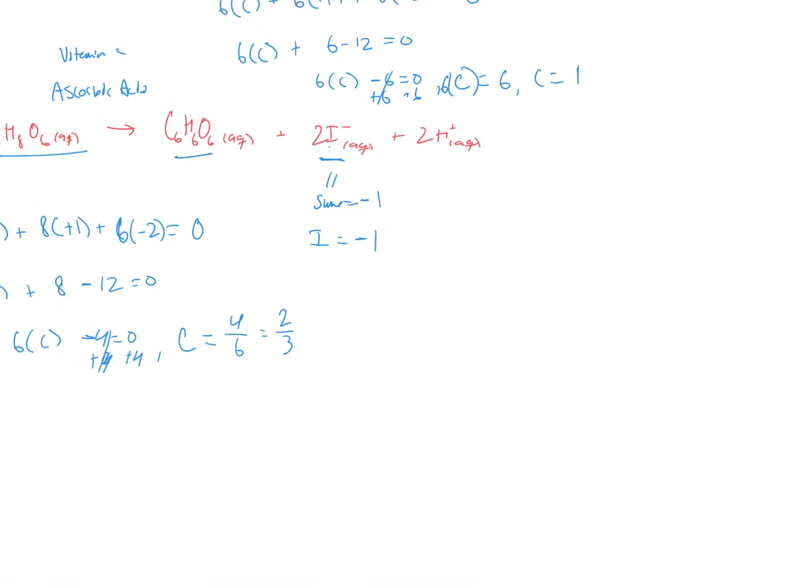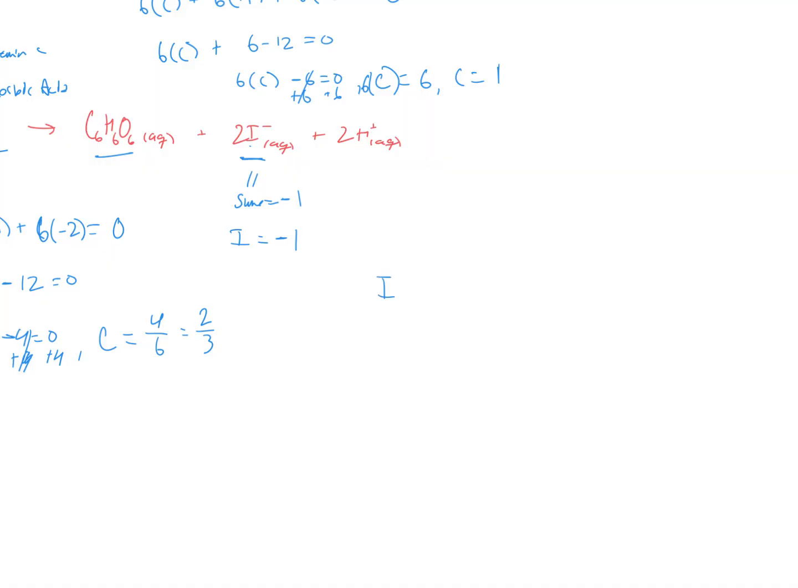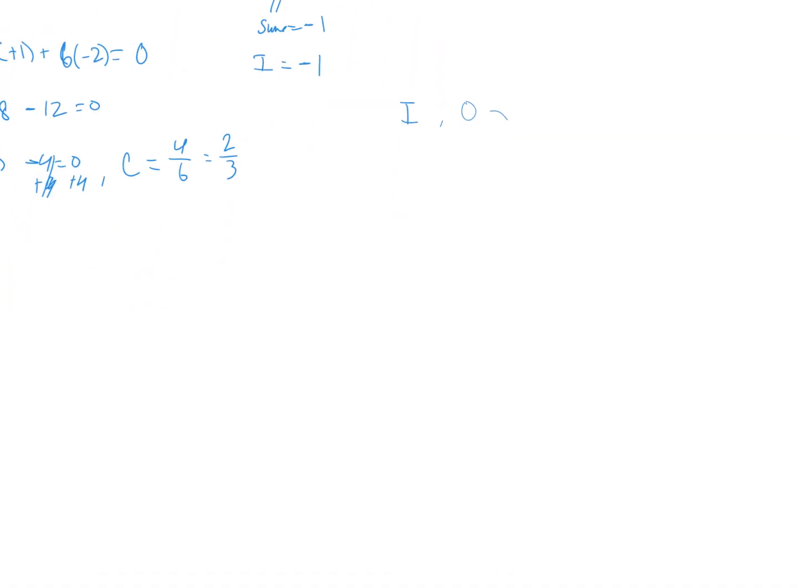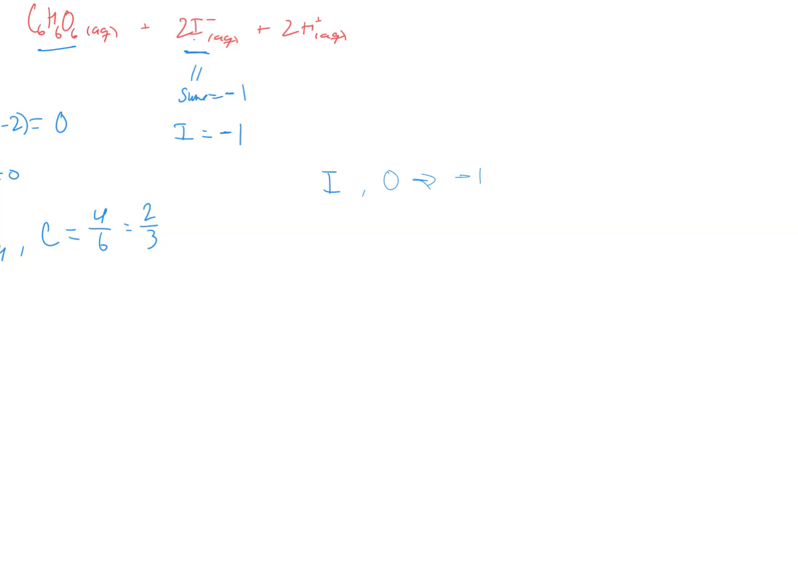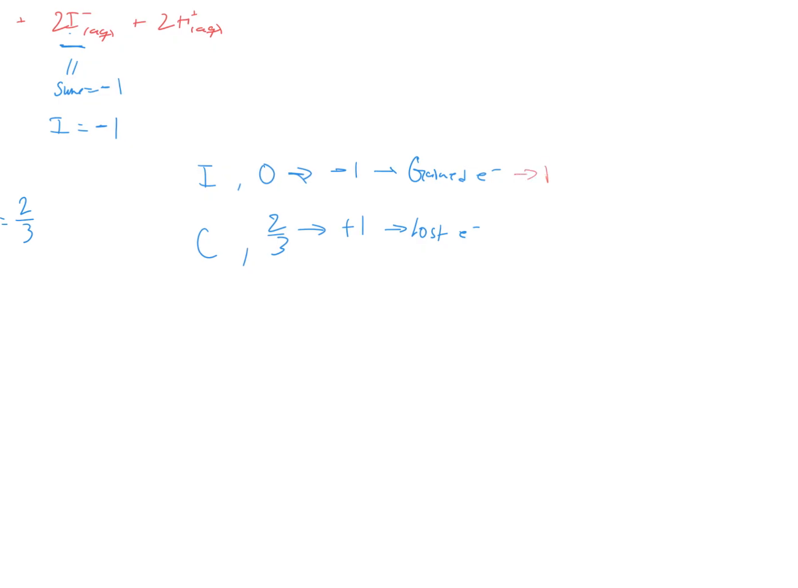If we look at each of these reactants, iodine has gone from 0 to -1, and carbon has gone from 2 over 3 to +1. So the iodine has gained electrons and the carbon has lost electrons. Therefore, if it gains electrons, that means my iodine was reduced. It has lost electrons, that means my carbon was oxidized.